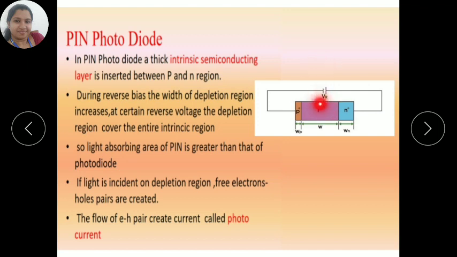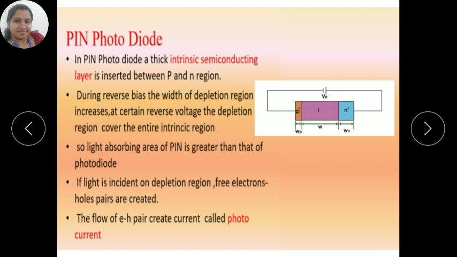So when light energy is absorbed by this PN junction diode, the area of absorption gets increased. Here in normal PN junction diode, the light is incident on this junction, but here due to the longer area, the area of absorption of light energy gets increased. Hence a large amount of reverse current flows through the circuit.